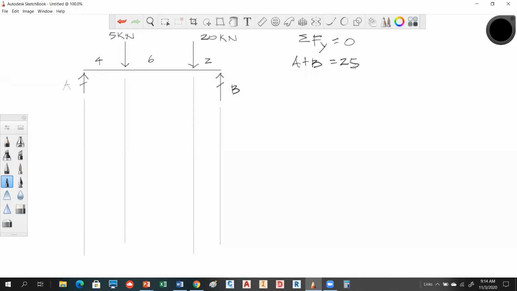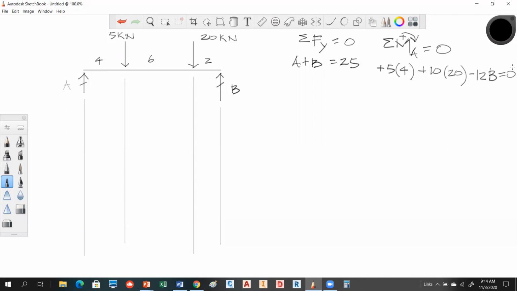Okay. So I'm going to take a moment at A. By equilibrium, I know that's 0. I'm going to define clockwise moments as positive. So we start here. I got 4 meters times 5 kips. That's a positively acting moment. Then we have 20 kips times 10. So that's also a positively acting moment. So 10 times 20. And then this is what, 12 meters? And that would be a negative rotation.